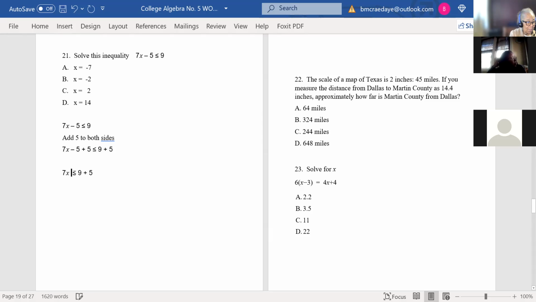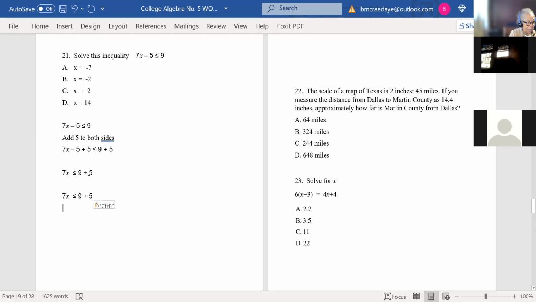And what's on the right side? 9 plus 5, and that's 14. Let's copy that and put our 14 in. So that'd be 7x less than or equal to 14. Then what do we do next, Latoya? Divide both sides by 7. That's right. Divide both sides by 7. And what do you get?